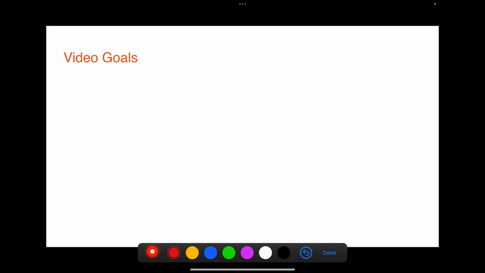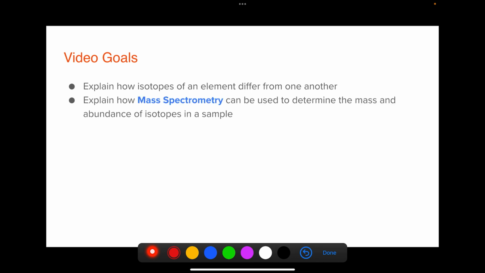That brings us to the end of this video. Let's review our goals. First, we looked at how isotopes of an element differ from one another. Recall they have different numbers of neutrons and therefore different masses. Then we looked at how mass spectrometry can be used to determine the mass and abundance of isotopes in a sample. And then we used mass spec data to calculate average atomic mass.